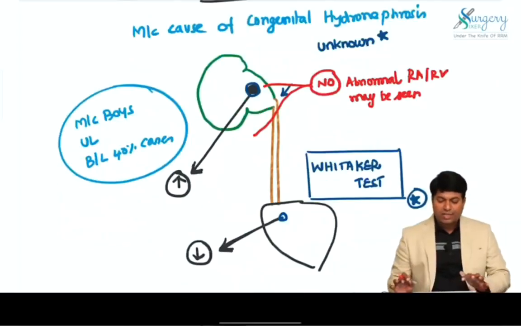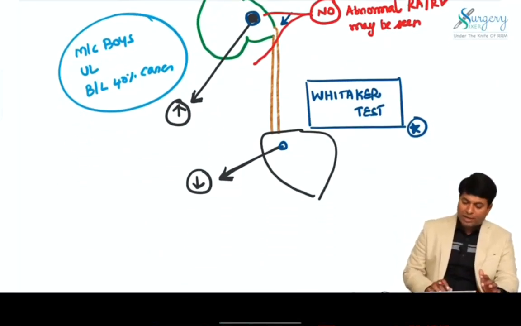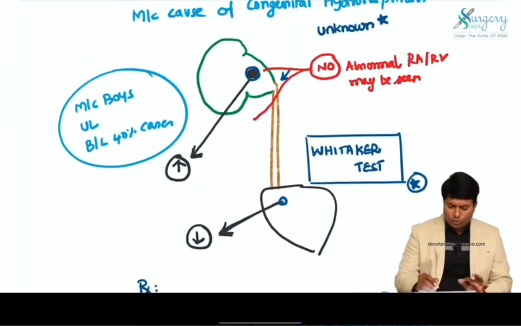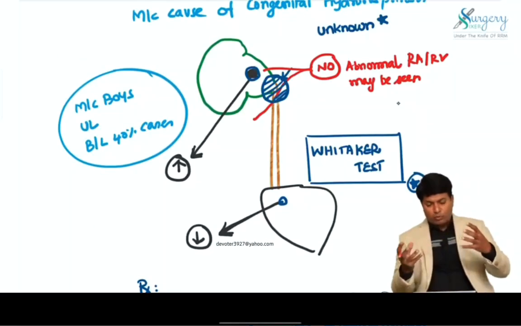So Whittaker test is used in congenital pelvic junction obstruction. Please don't forget, congenital pelvic junction obstruction, we use Whittaker test. And the treatment of this case is very simple. We have to dismantle this area, the pelvic junction area, and do reanastomosis.